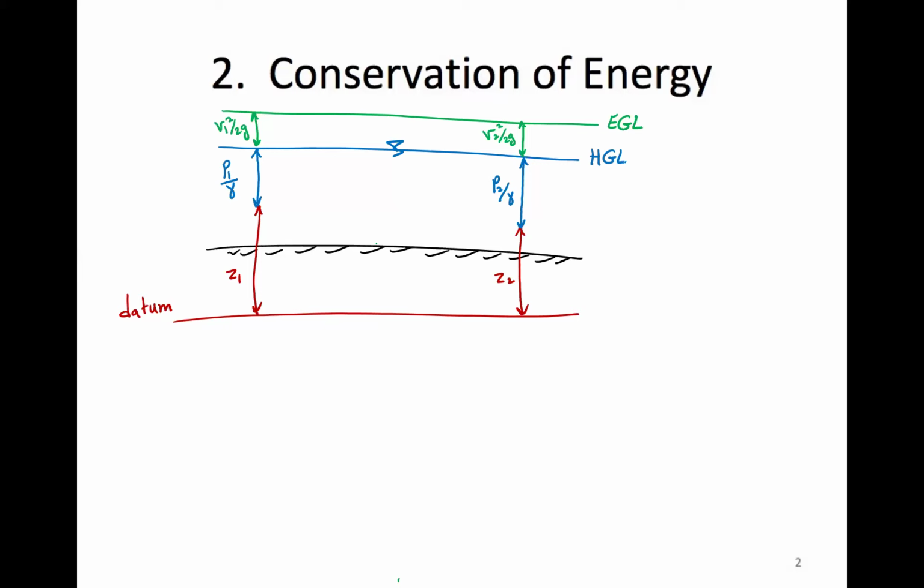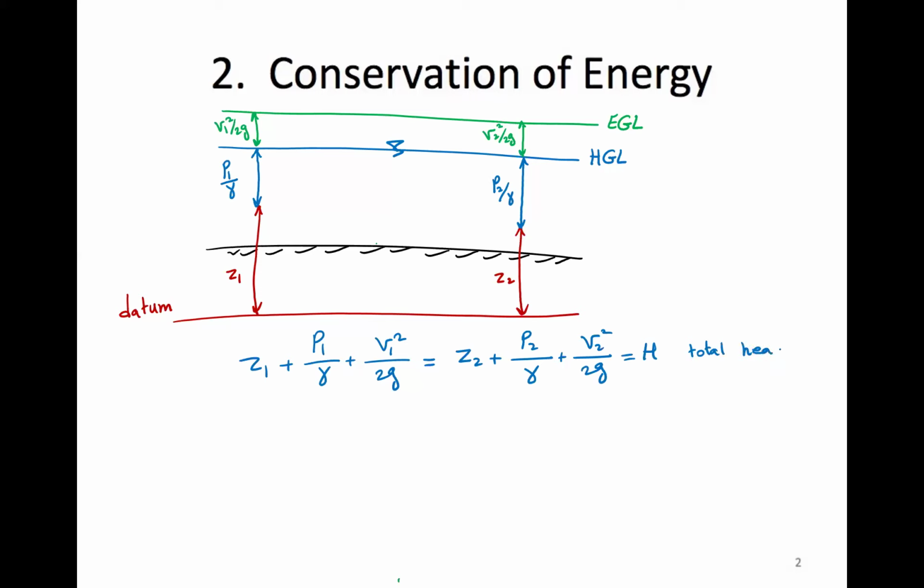Okay, what does the Bernoulli equation or later on the energy equation say? It says at section 1, you have three terms. You have the elevation head, pressure head, and the velocity head. The sum of these three terms has to be equal to the same terms in section 2: elevation, pressure, and velocity. And typically we call this the capital H value or total head. I'm going to write it here.